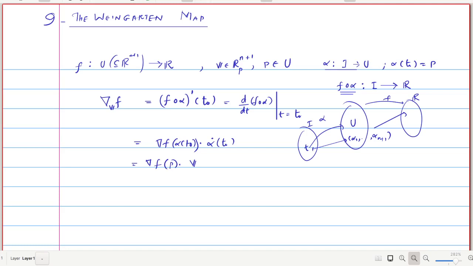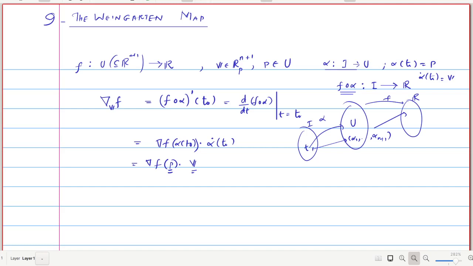So if this is the case, we can say that if we choose any alpha with the property that alpha of t naught is equal to p and alpha dot of t naught is equal to v, then del_v f depends only on the point p and v, that means it is independent of any choice of this alpha.